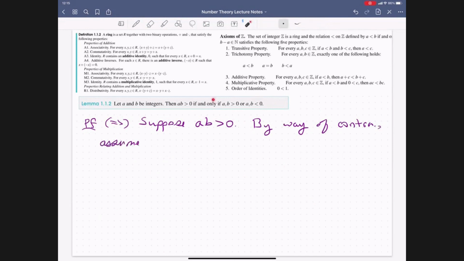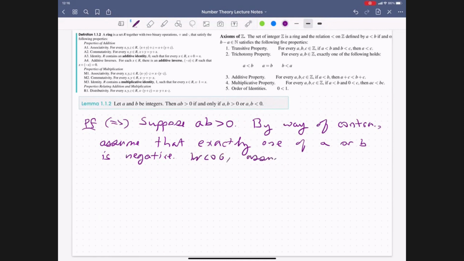And so now we have to see what is the negation of A and B both being positive or A and B both being negative. And so the negation there is that exactly one of A or B has to be negative. And so assume that exactly one of A or B is negative. Without loss of generality, assume that A is negative so that B is positive. And so we have this here.